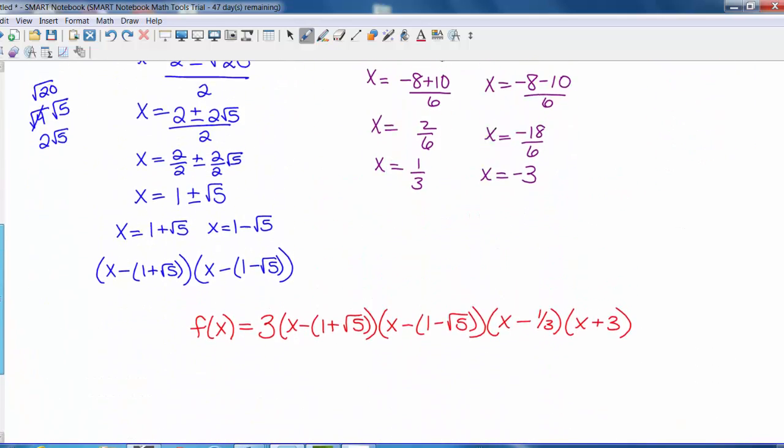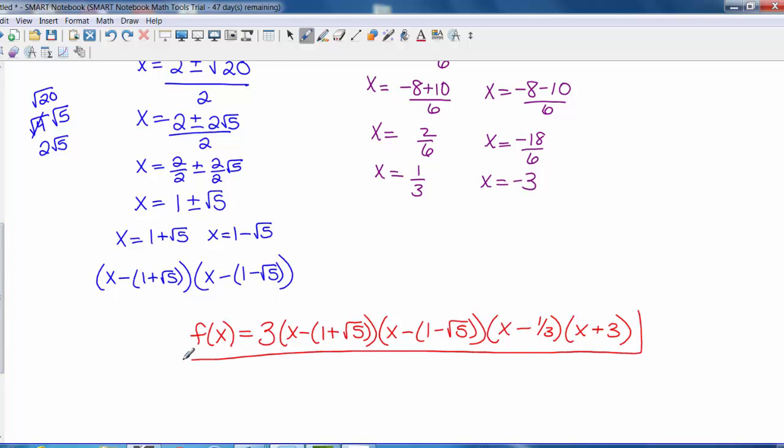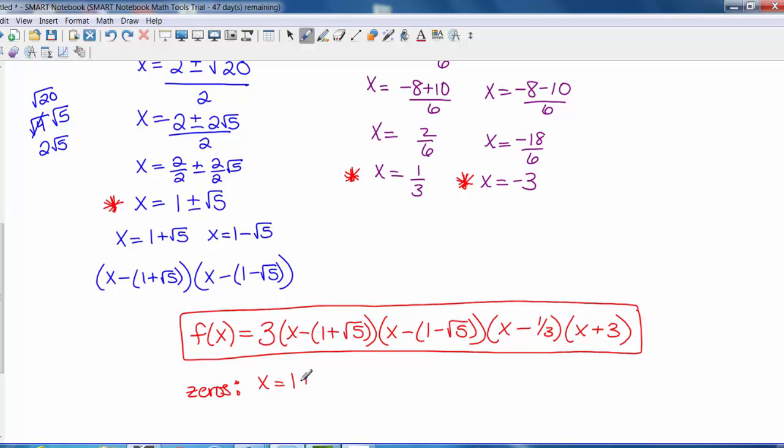So here is your completely factored form. If I want the zeros, remember we really already have those because that's what we use to write our factors. So we have 1, 2, 3, 4. This doesn't give me a 0. So my zeros would be x equals 1 plus the square root of 5, x equals 1 minus the square root of 5, x equals 1/3, and x equals -3.